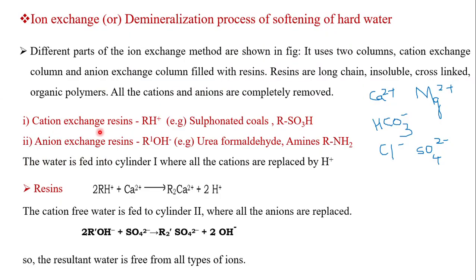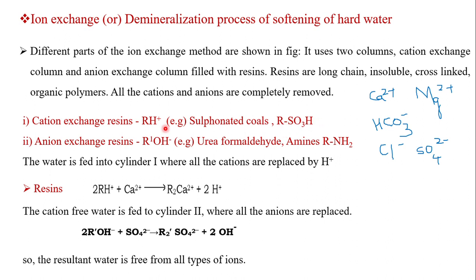The cation exchange resin is nothing but a long chain insoluble cross-linked organic polymer, but possessing a specific functional group like SO3H as well as CO2H, a sulfonic acid group and a carboxylic acid group. That means it's a long chain compound.